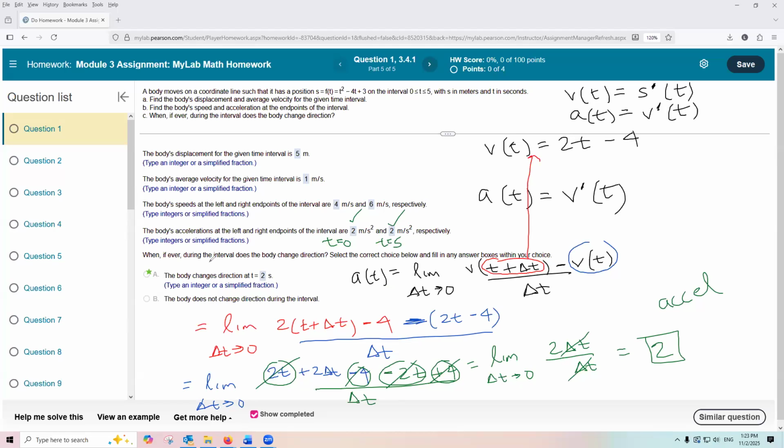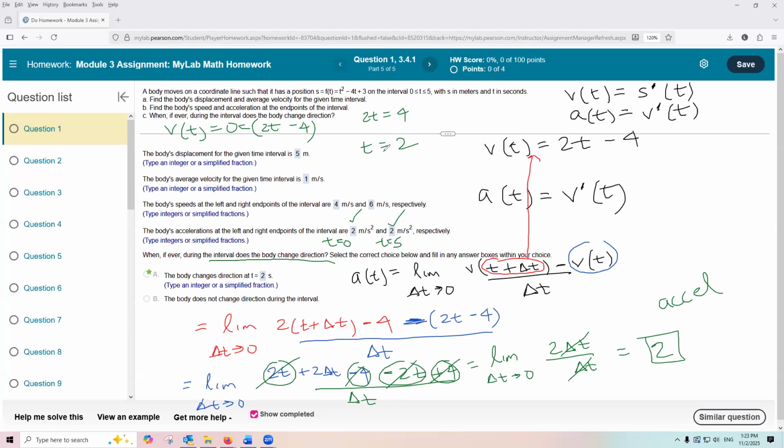All right, when does the body change direction? Well, for that, we could set v of t equal to 0. That means 2t equals 4. That means t equals 2.